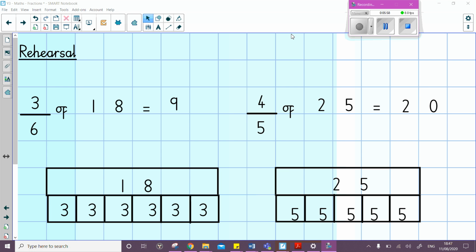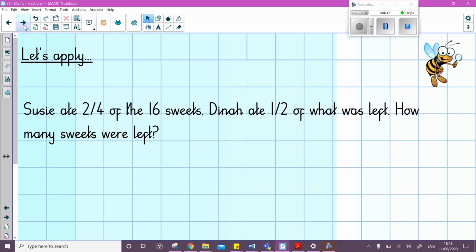So I've just filled in the answers and my working out. Hopefully this is what you got. 3/6 of 18 is 9. 4/5 of 25 is 20, because 1/5 is 5. So 4/5: 5, 10, 15, 20. 4/5 of 25 is 20. I wonder if you could apply it now.